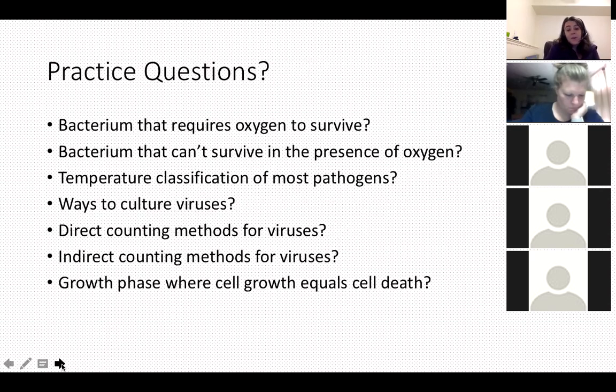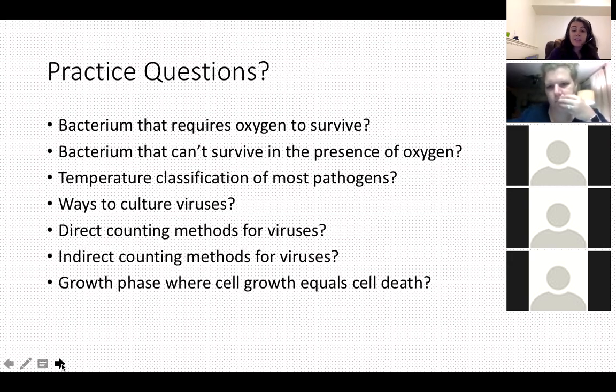Okay, a few more practice questions. Bacteria that require oxygen to survive. Based on those oxygen classifications, would they be obligate aerobes, obligate anaerobes, aerotolerant, or facultative anaerobes? They would be obligate aerobes if they require oxygen to survive, yes. And bacteria that can't survive in the presence of oxygen, like Clostridium tetani and Clostridium botulinum, would be obligate anaerobes, right?